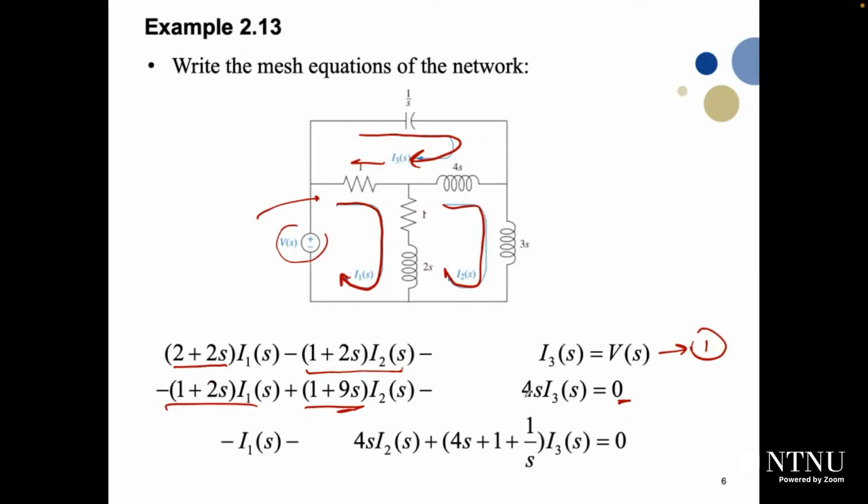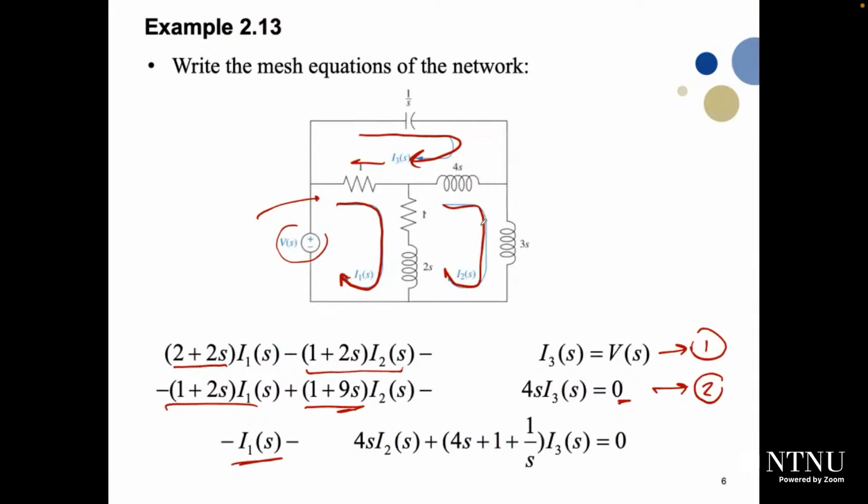So it will be minus 4S multiplied by I3 of S equal 0. So this is equation number 2. We will go to loop number 3. We will start also with I1 because we need to keep this order. If we use Cramer's rule, I3 is moving, and I1 is moving against I3. So it will be 1, minus 1 multiplied by I1 of S.